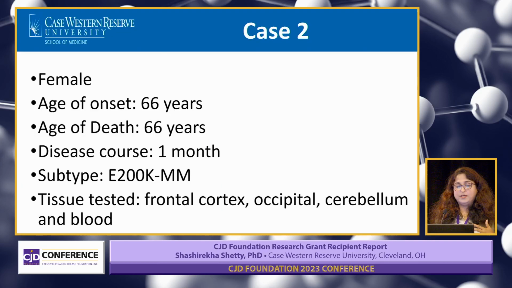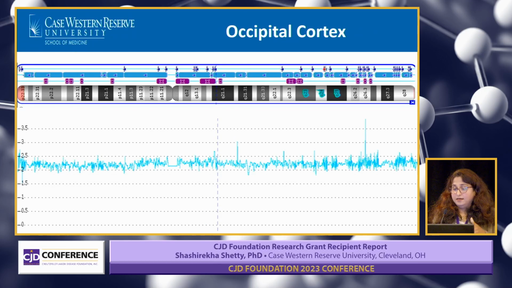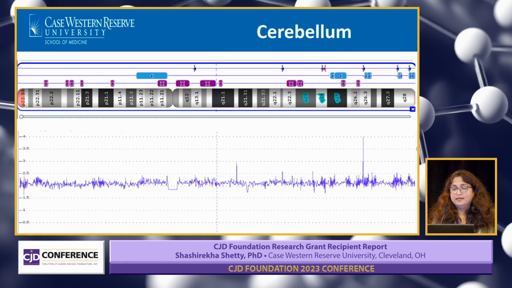Same thing for the next patient, 66 years old. Disease course was very short, E200K, but in this case, I looked at the frontal cortex, occipital cortex, cerebellum, and blood. This is what the frontal cortex showed again. Can you guys tell, or am I just making it up? Okay, so there is mosaic for plus X. Occipital cortex has it. Cerebellum, like I said, my hypothesis is that it should be very obvious in the cerebellum.